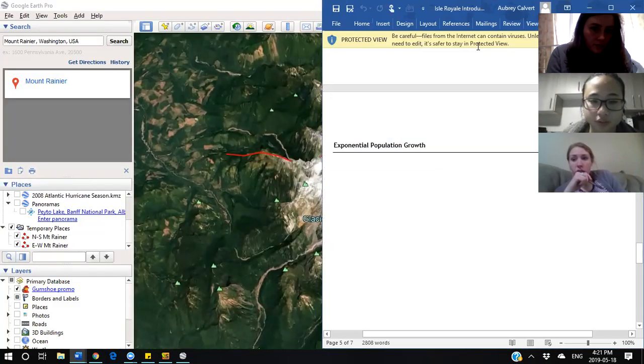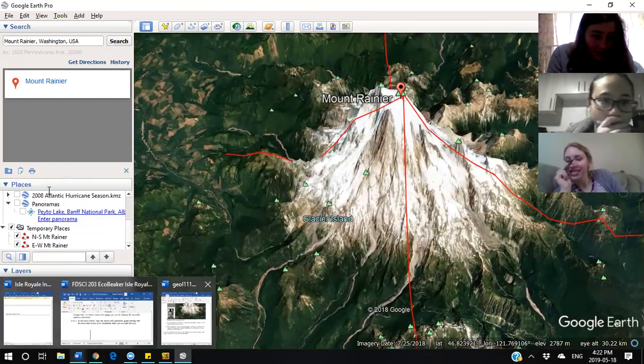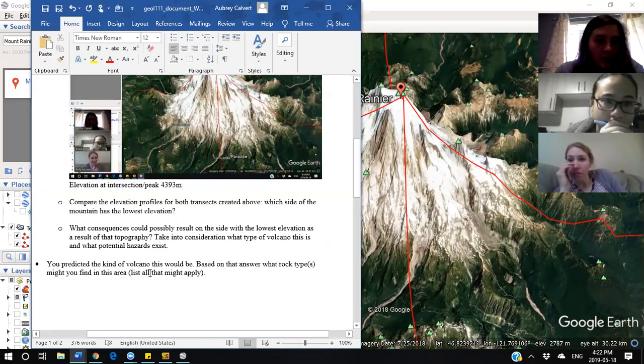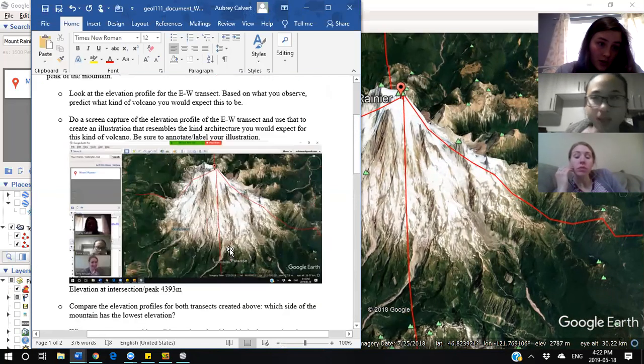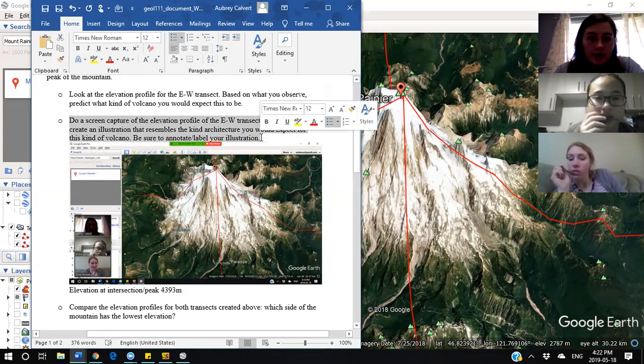Whoops. No, sorry, that's a different class. Where is it? There you go. So compare the elevation profiles for both transects created above. I think we actually have to identify which side is the lowest. So we actually have to figure that out. That's the next bullet, bullet number 3.